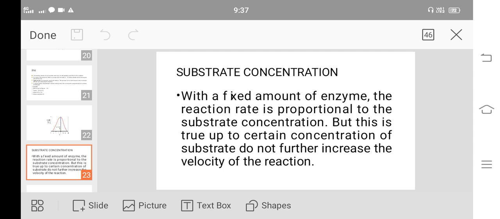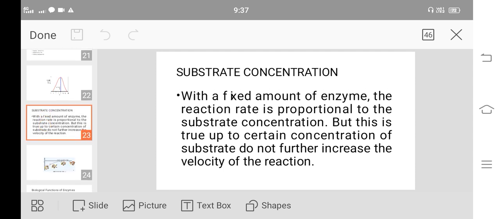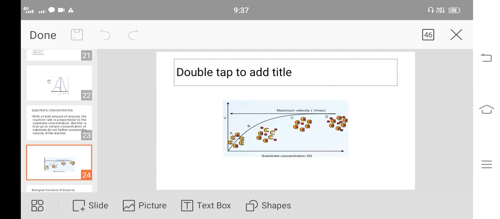With a fixed amount of enzyme, the reaction rate is proportional to the substrate concentration. But beyond a certain concentration of substrate, there is no further increase in the velocity of the reaction. Once the substrate is fixed in that particular place, there is no decrease or increase. The reaction occurs in the same places. So this graphical representation shows the substrate concentration as well as the velocity.